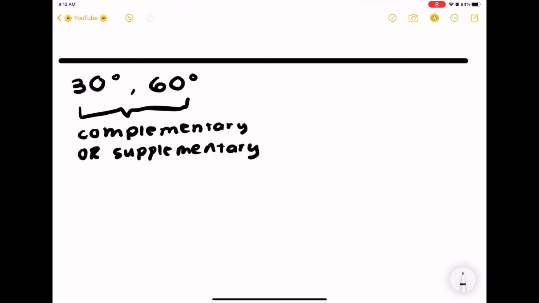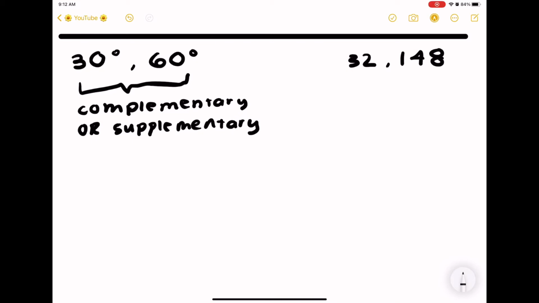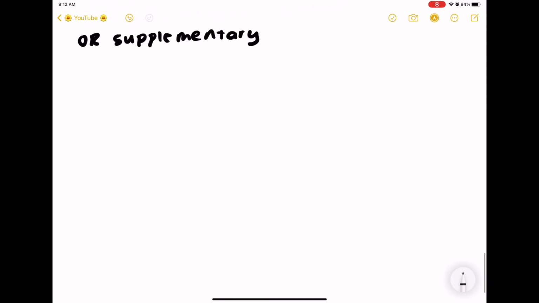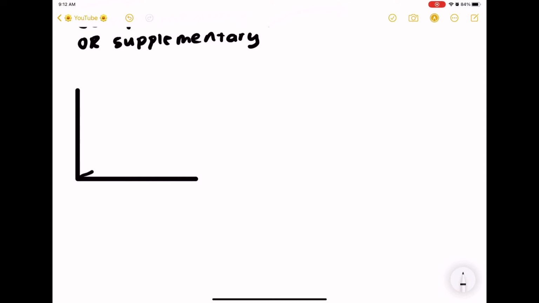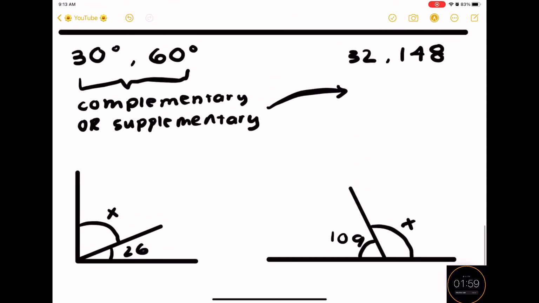So we have 30 degrees and 60 degrees. When added, are they complementary or supplementary? And how about 32 and 148? When they're added, are they complementary or supplementary? And then you all are going to do just like how we did in the other problems, try and classify one of the angles in each of these. As you can see, the one on your left is complementary, the one on your right is supplementary, and you're given one of the angles. You will have 2 minutes.